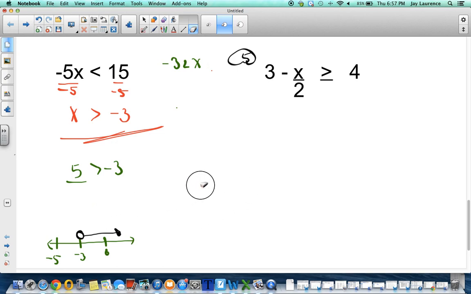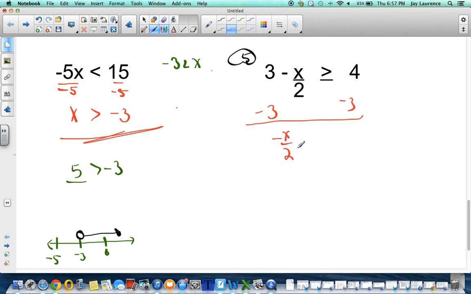All right, so here comes my solution. I'm going to subtract 3 from both sides. Right? And so I'm going to get the negative x over 2, which is greater than or equal to 1. And now to get rid of that 2, it's a division, right? It's being divided. I'm going to multiply. I'm not going to multiply by 2, though.